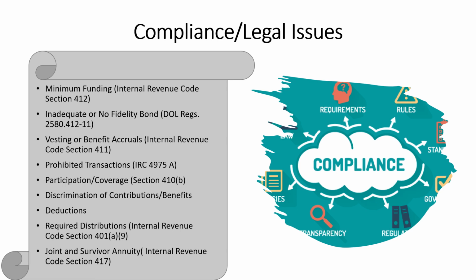Required distributions. Internal Revenue Code Section 401A(9). Due to administrators relying on participants to apply for benefits, this causes issues like the minimum distribution requirements not being met. Joint and survivor annuity. Internal Revenue Code Section 417. Spousal consent, QJ&S applications, joint and survivor annuity adjustment, when the non-spouse beneficiary is more than 10 years younger than the employee.